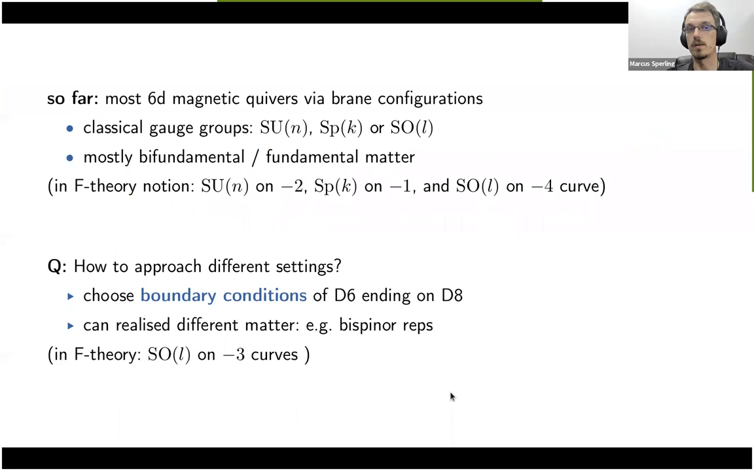Well, in most of the cases that we know so far, we derived them from brane configurations, such that the 6D theories that we were looking at, or the low energy effective description, are composed of classical gauge groups, so SU, Sp, SO type groups, and then they're connected by some bifundamental matter fields. And that is sort of the standard brane configurations. And if you like, in terms of F-theory, you can think about it as SU(N) gauge groups on a minus 2 curve, or Sp on a minus 1, or SO gauge groups on a minus 4 curve.